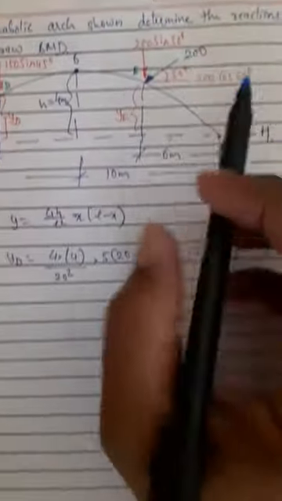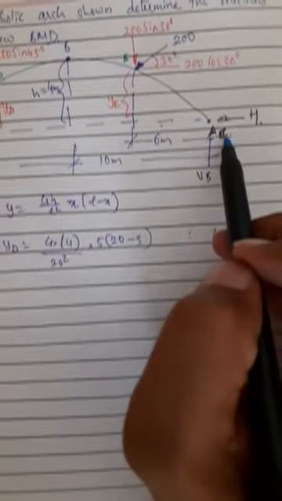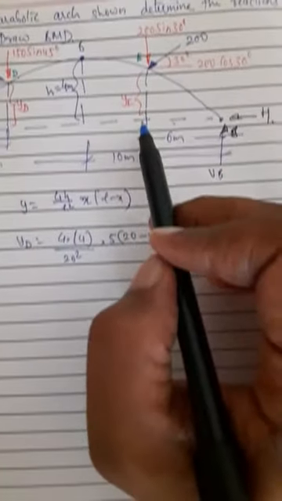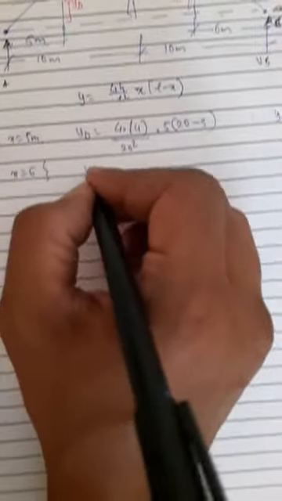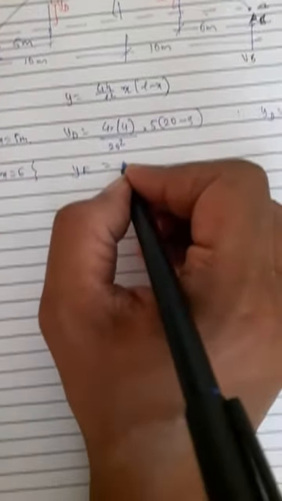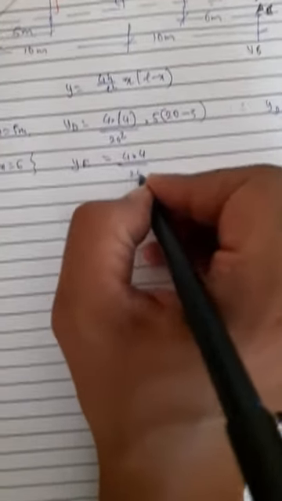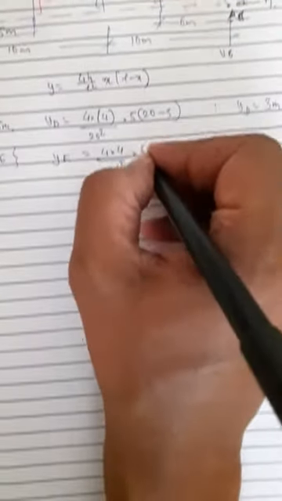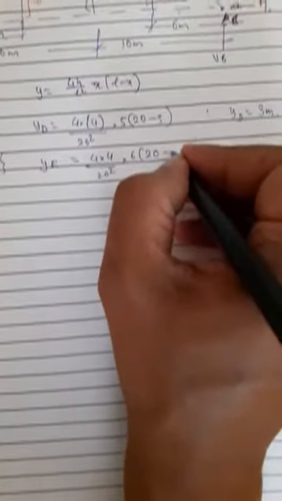Next, for point E. The horizontal distance x is 6 meters. The vertical elevation is YE. Total span L is 20, rise h is 4. So YE is equal to 4 into 4 divided by 20 square, into x, which is 6, into L minus 6. Solving this, you get YE is equal to 3.36 meters.